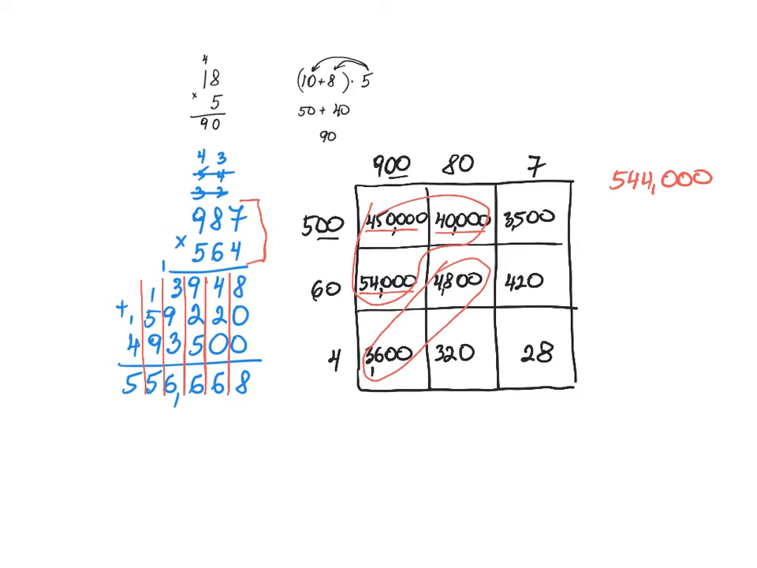So 8,400, 3,500, and I think I can do a combination of these three without much trouble. So 400 and 300 is 700, and 28 more, that's 768. When I add these together, let's see what I'm going to get.